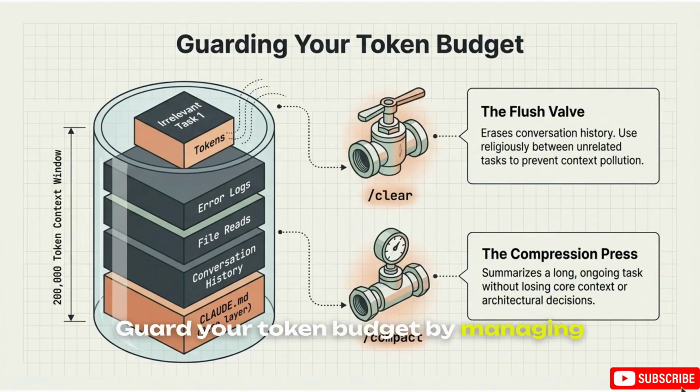Guard your token budget by managing your context window. Use the /clear command as a flush valve to erase history between unrelated tasks. Use the /compact command as a compression press to summarize long tasks without losing core context.